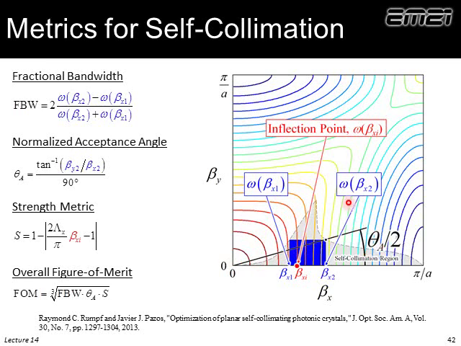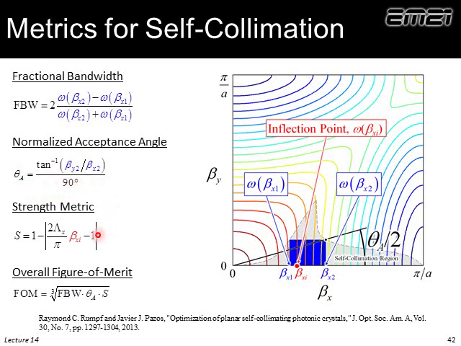Remember, this is one quadrant of the isocontours. This maps down here, so we have another line going out this way, which is why we're labeling this theta A over 2. So this is half of the acceptance angle, and it will self-collimate over that entire angular span. So over this entire bandwidth and over this entire angular span, it will self-collimate. That is our second performance metric, our acceptance angle, and we normalize it to 90 degrees.